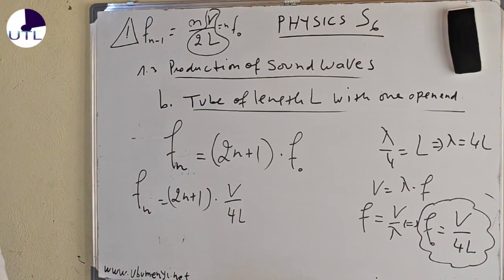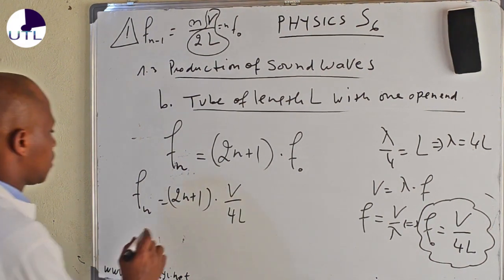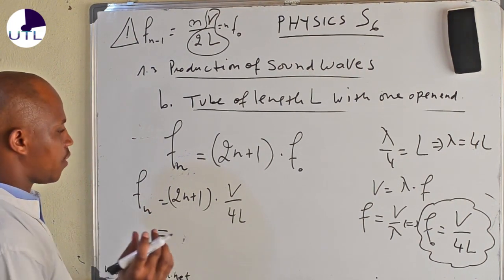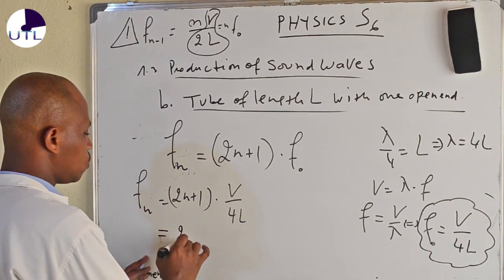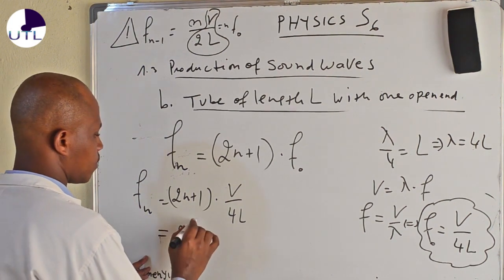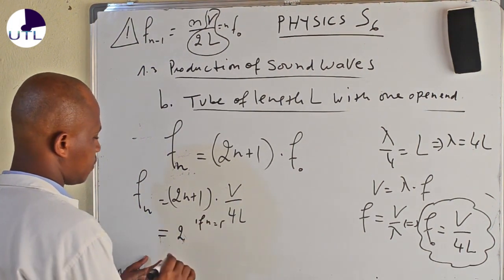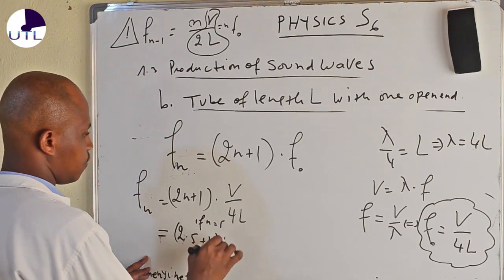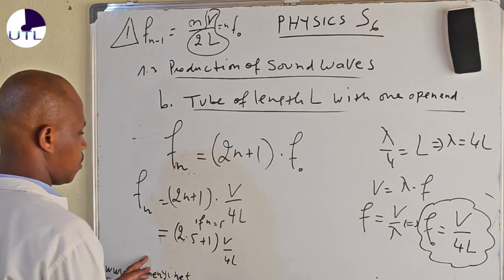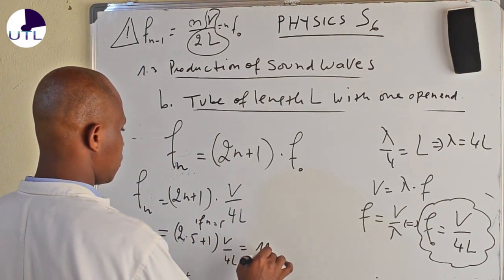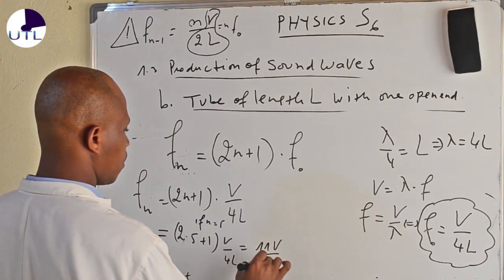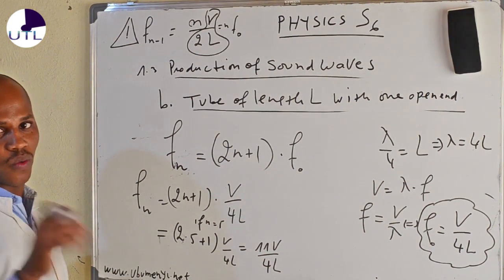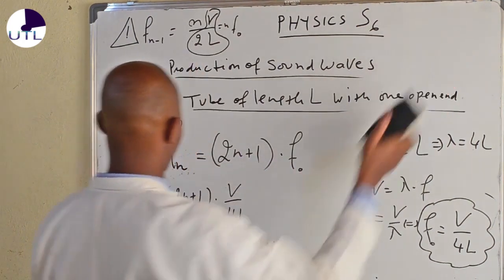Now let us take for example where we have n which is equal to 5, and check whether our formula will show us that this is a general formula. Let's take 5. If n is equal to 5, now we have 2 times 5 plus 1, V over 4L. That is 11V over 4L. Very interesting. Now let us check whether this formula is true.